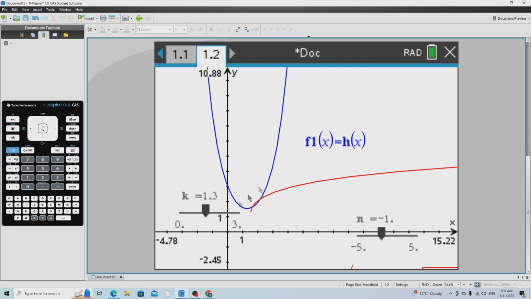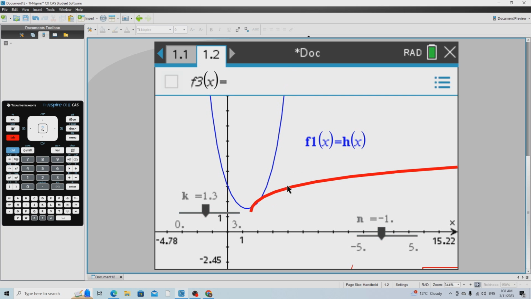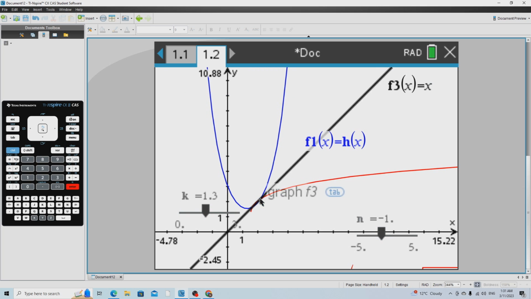But we do know one thing: because they're inverses, the point where they intersect should be on y equals x. They should intersect at that point. So knowing that, because we know the function h dash of x, h dash of x should equal 1 when it intersects, because the intersection is where it meets the line y equals x, this one.